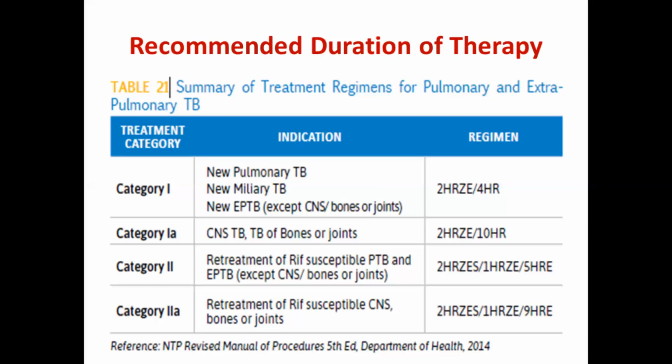So, as you can see, 2 months of HRZES. S is streptomycin. So, may injectable na siya for 2 months. Then, 1 month of HRZE, then 5 months of HRE. So, yun yung regimen. Category 2 naman, it's the treatment of the bones and joints. So, 2 months of HRZES, 1 month of HRZE, and 9 months of HRE. So, that is the regimen for TB treatment.